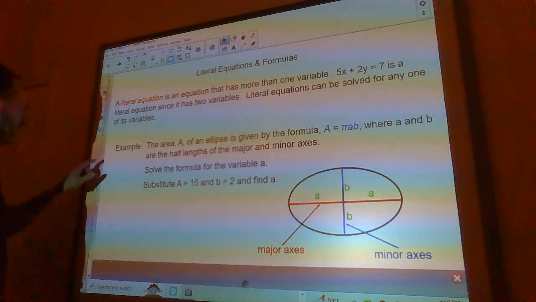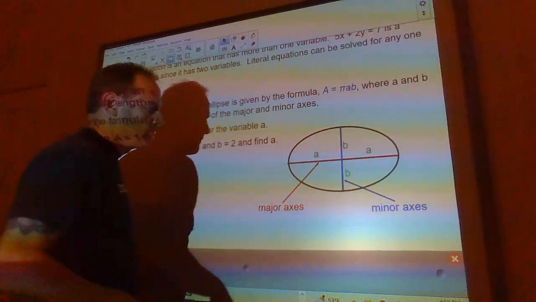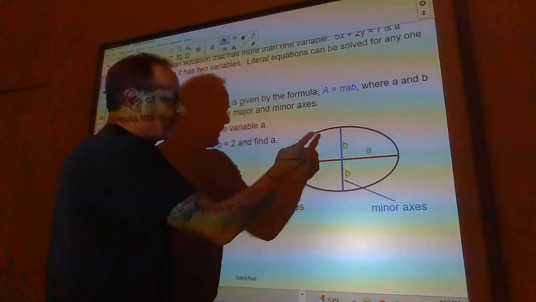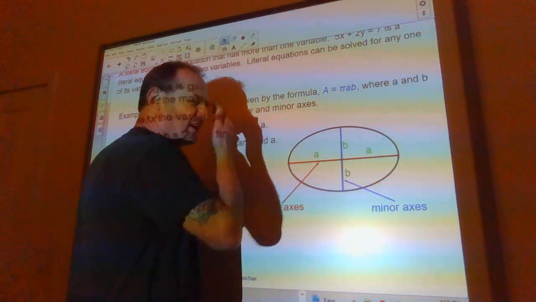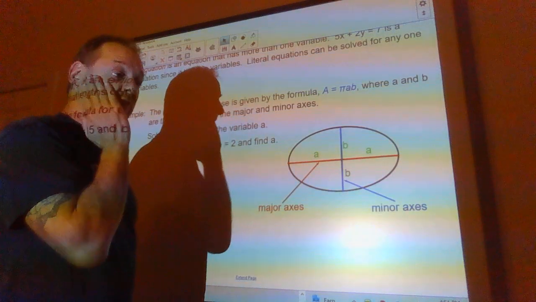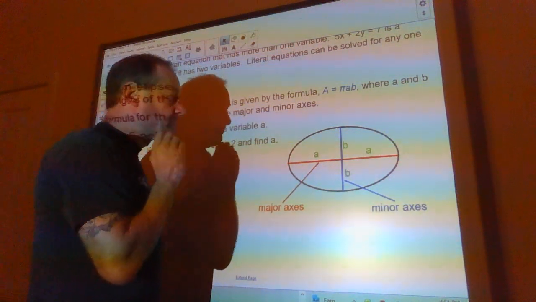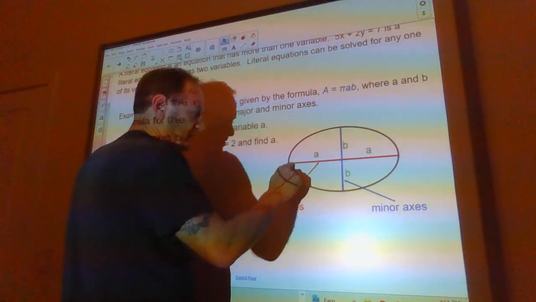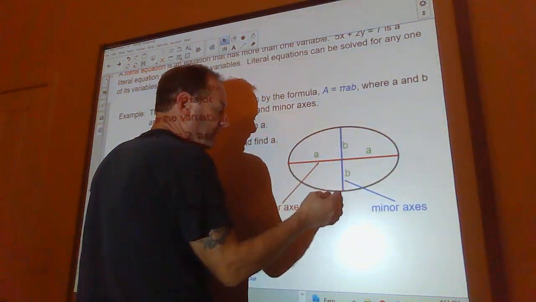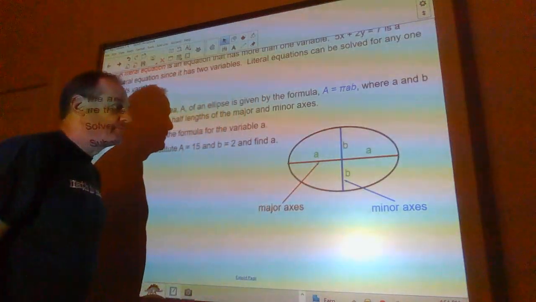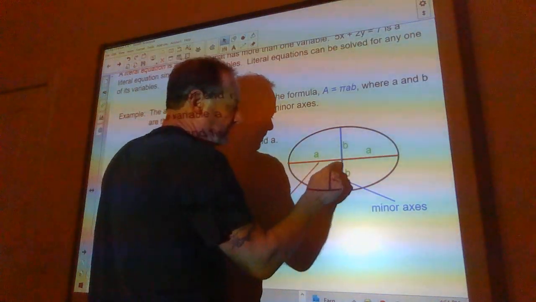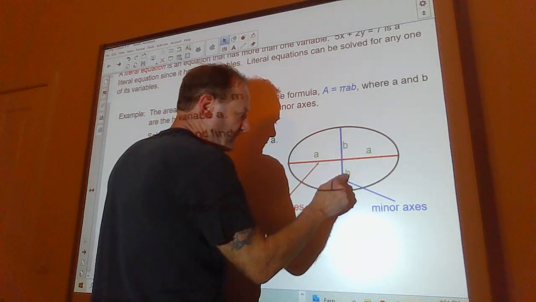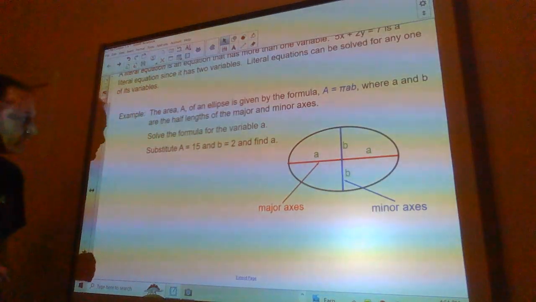So let's look at one that we're going to solve here. So this is an ellipse. Okay, an ellipse has two axes. It's kind of like the diameter of a circle, except the diameter of a circle is the same all the way around. Well, you have a major axis that goes this way. It's the long one, and a minor axis is the short one here. And they meet each other in the middle. They're perpendicular bisectors, so that's a 90-degree angle. And this is equal to this, and this is equal to this, okay?